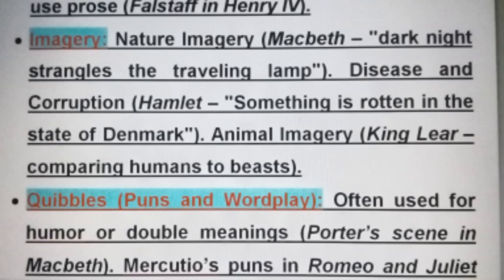The next literary device is imagery. Nature imagery, for example, Macbeth, that is, "dark night strangles the travelling lamp." Disease and corruption, for example, in Hamlet, that is, "something is rotten in the state of Denmark." Animal imagery, for example, from King Lear, comparing humans to beasts.